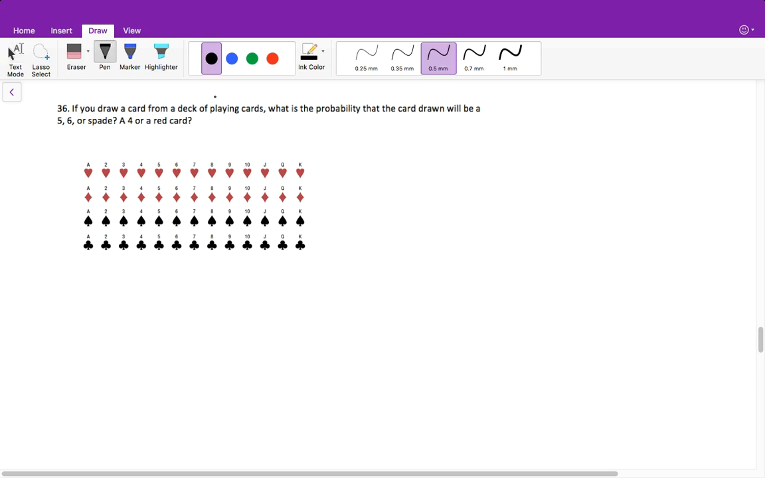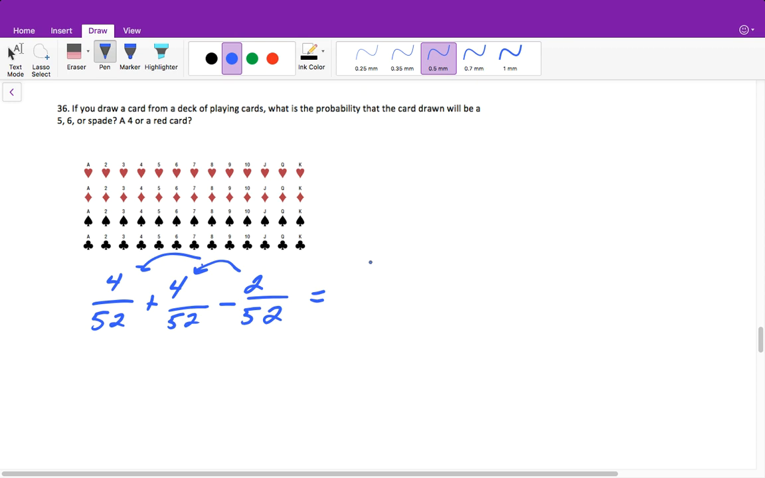So if you draw a card from a deck of playing cards, what is the probability that you would draw a 5, 6, or spade? So we know that we have 52 cards, and we have 4 5s, we have 4 6s, and we have a 5 of spades and a 6 of spades. So we need to subtract 2 of them out because those 2 are already accounted for in the 5s and the 6s. So then this will give us a total of 6 out of 52. If we reduce this, it will then give me 3 out of 26. So we have the probability of 3 out of 26 of finding a 5, 6, or spade.